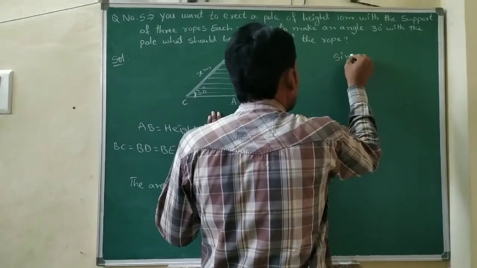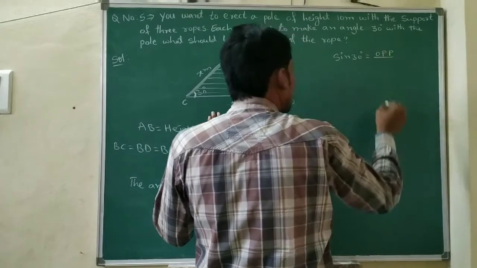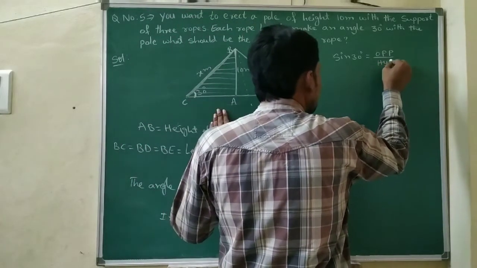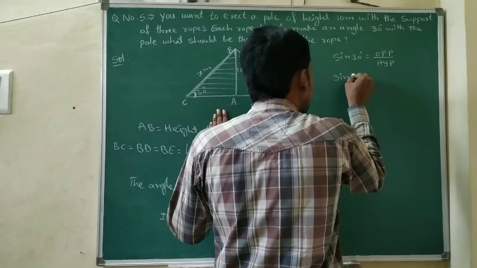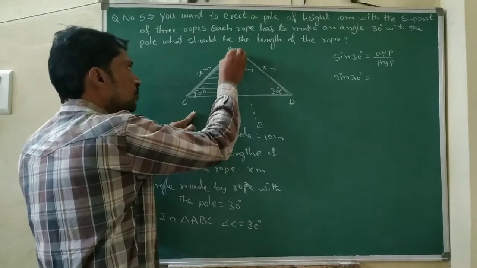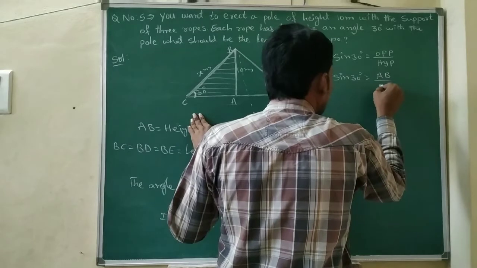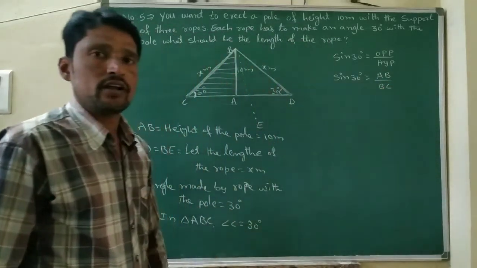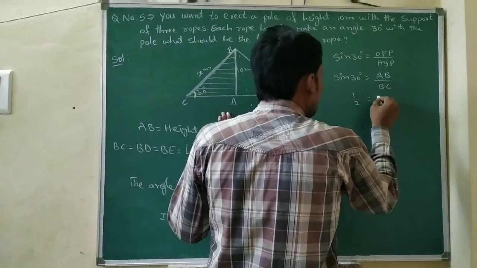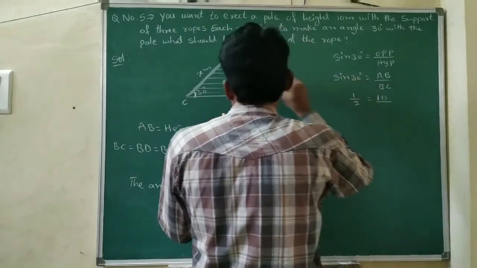So sine 30 degrees equals opposite to angle 30 degrees by hypotenuse. What is opposite here? AB is opposite, hypotenuse is BC. So sine 30 degrees equals AB by BC. What is the value of sine 30? That is 1 by 2. So 1 by 2 equals AB value, already we know, that is 10, by BC value, which is x.